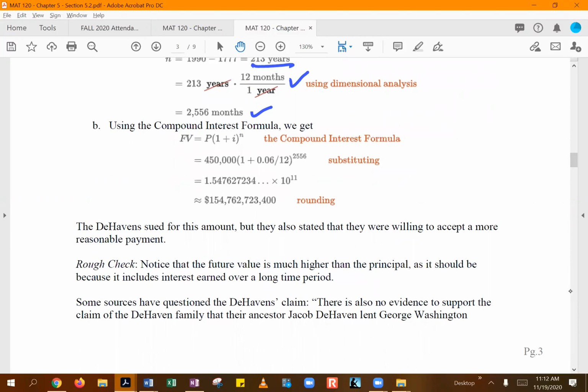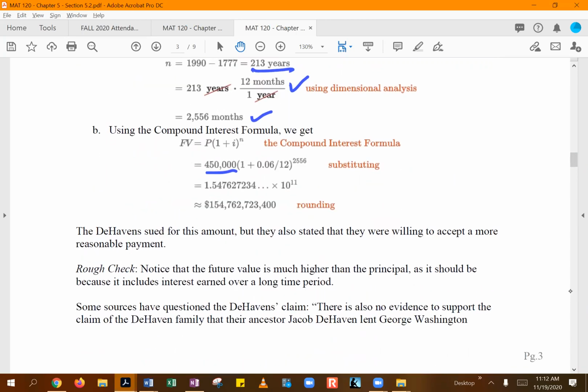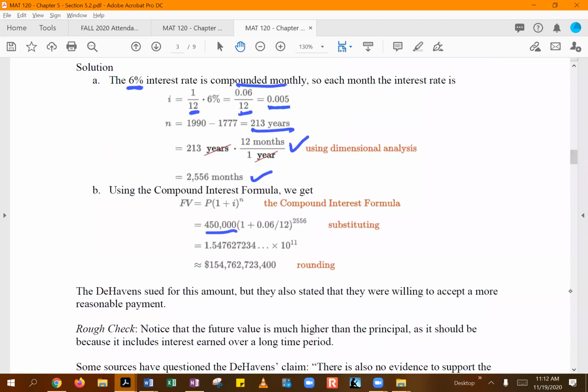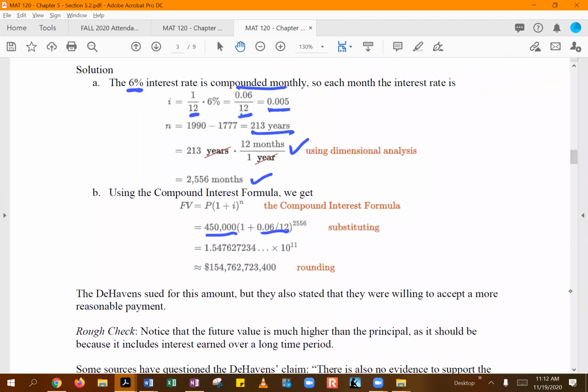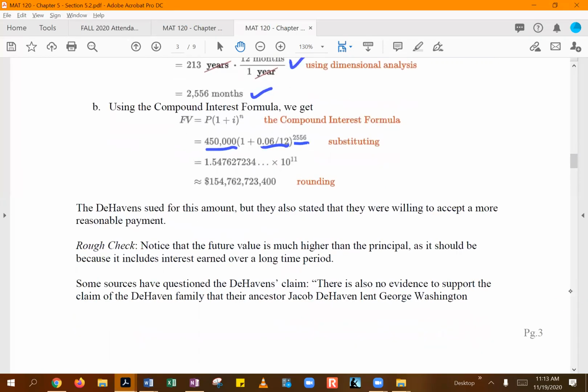So they're plugging this into your future value formula for compound interest. The loan was made in the amount of $450,000. You are taking your periodic interest rate, which was 0.06 divided by 12. They could have also used 0.005 instead of this fraction here. And then your exponent is going to be the total number of compounding periods, so that's 2,556. When they put this into the calculator, this is kind of what they're coming up with.